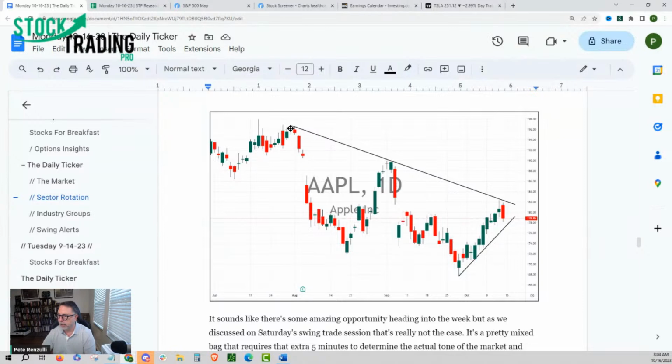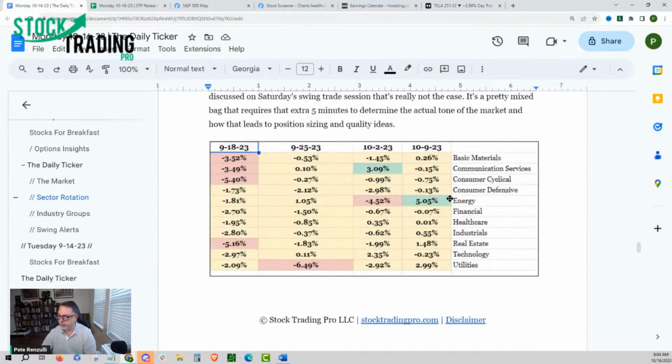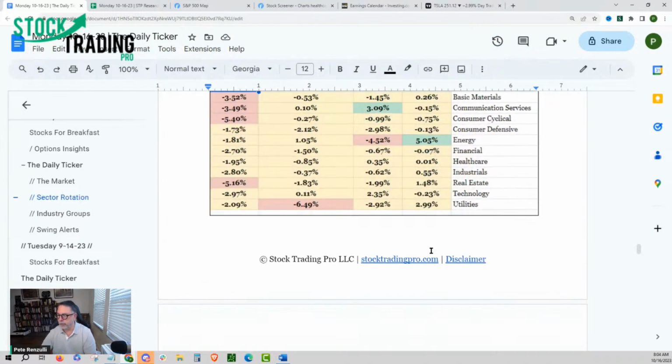As we said, Apple, longer term move to the downside, shorter term move to the upside, and a shorter term bullish rally. Conflict. You can start to see this right now. Bearish, bullish, conflict, lower the initial position size.